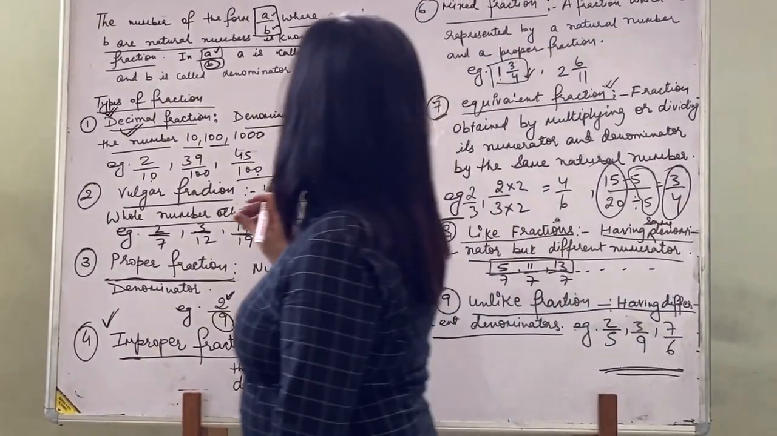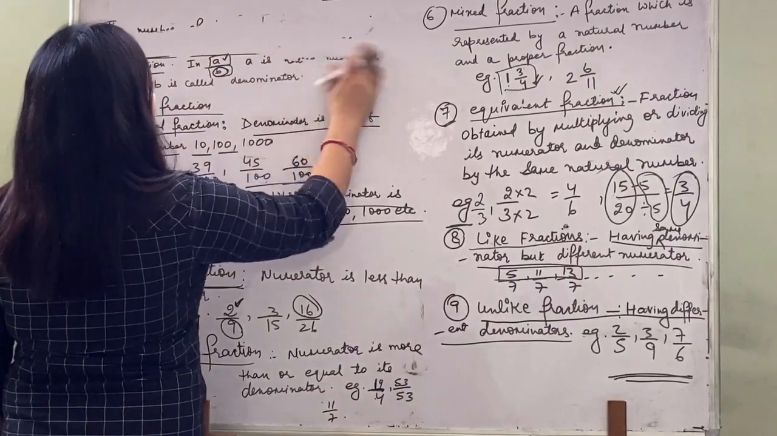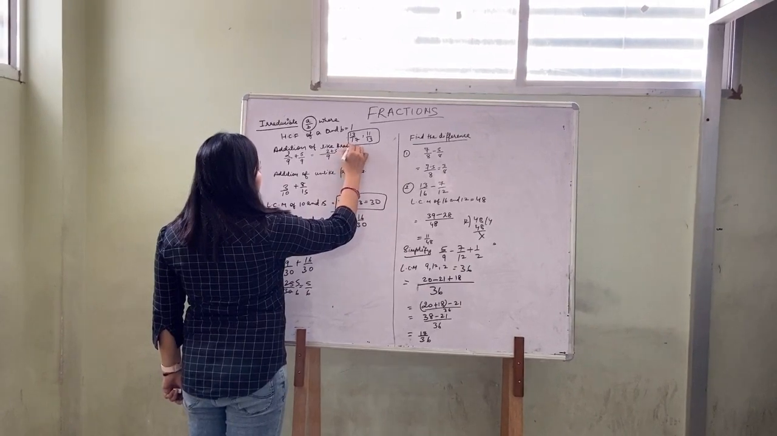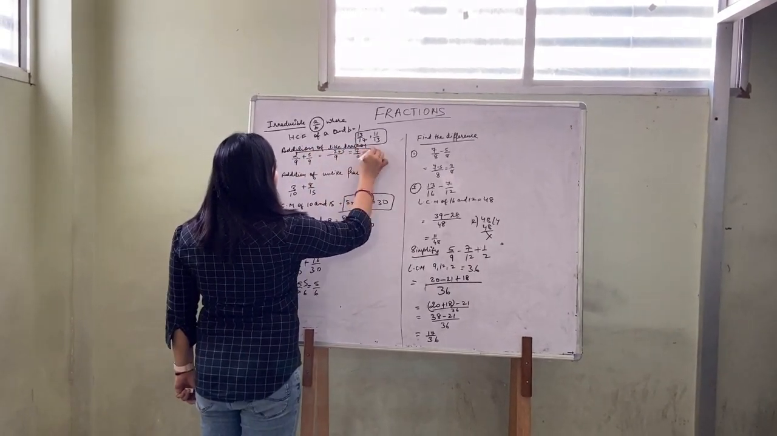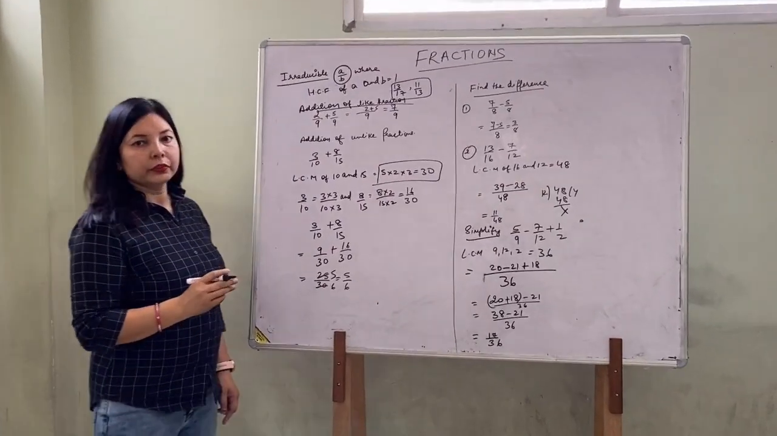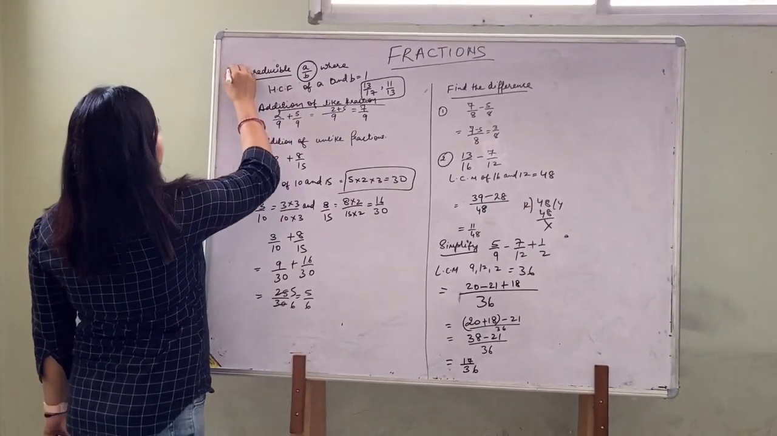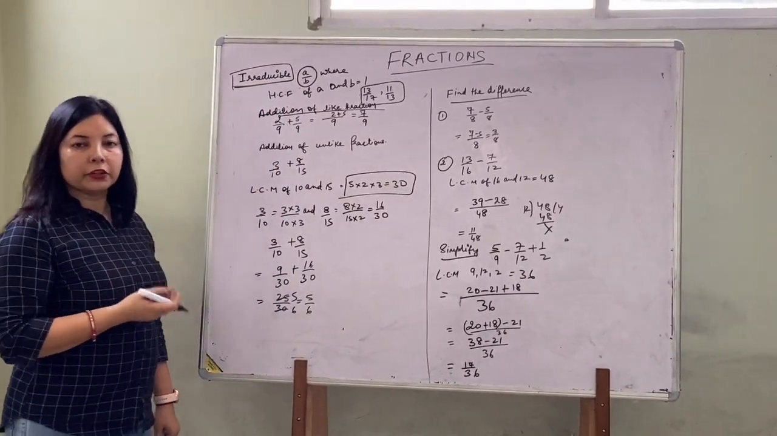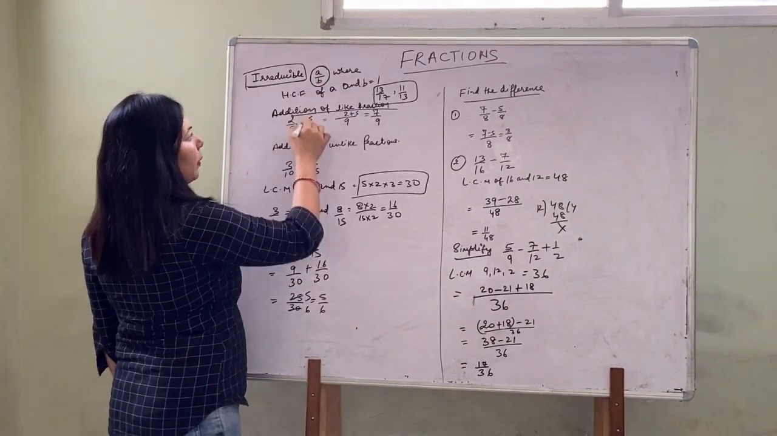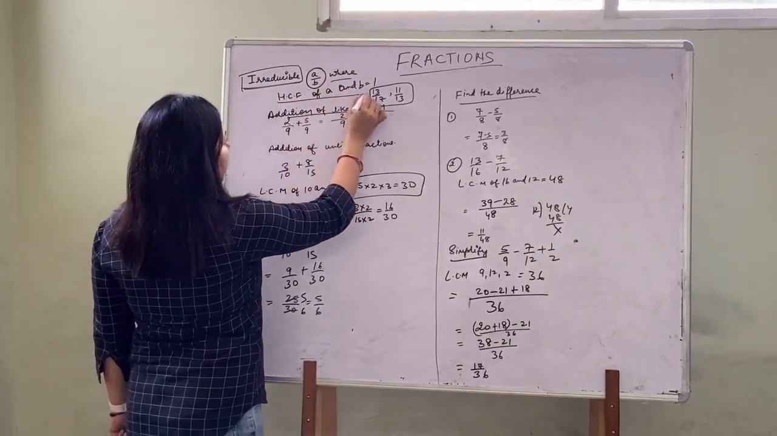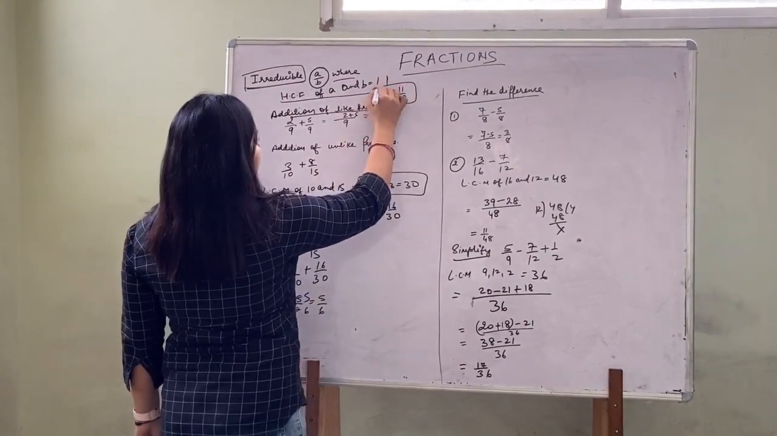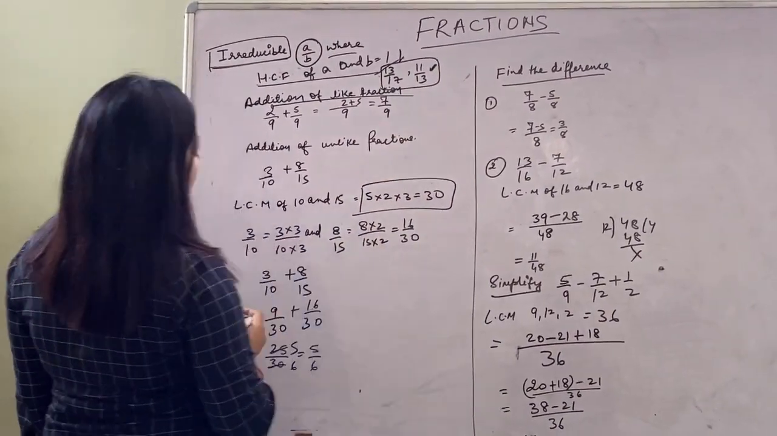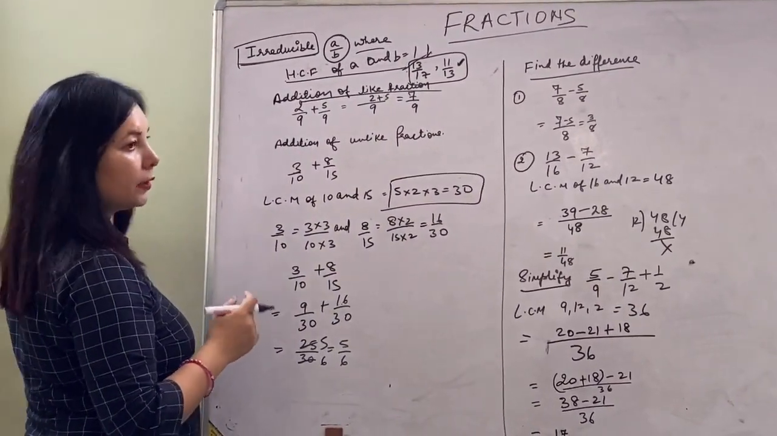Now I am going to teach you how to add and how to arrange the fractions. Before we start the addition of like fractions, I would like to tell you about one type of fraction, that is the irreducible fraction. An irreducible fraction is a fraction in the form a by b, where the HCF of a and b is 1. For example, 13 by 17, 11 by 3. Here the HCF of the denominator and numerator is 1.